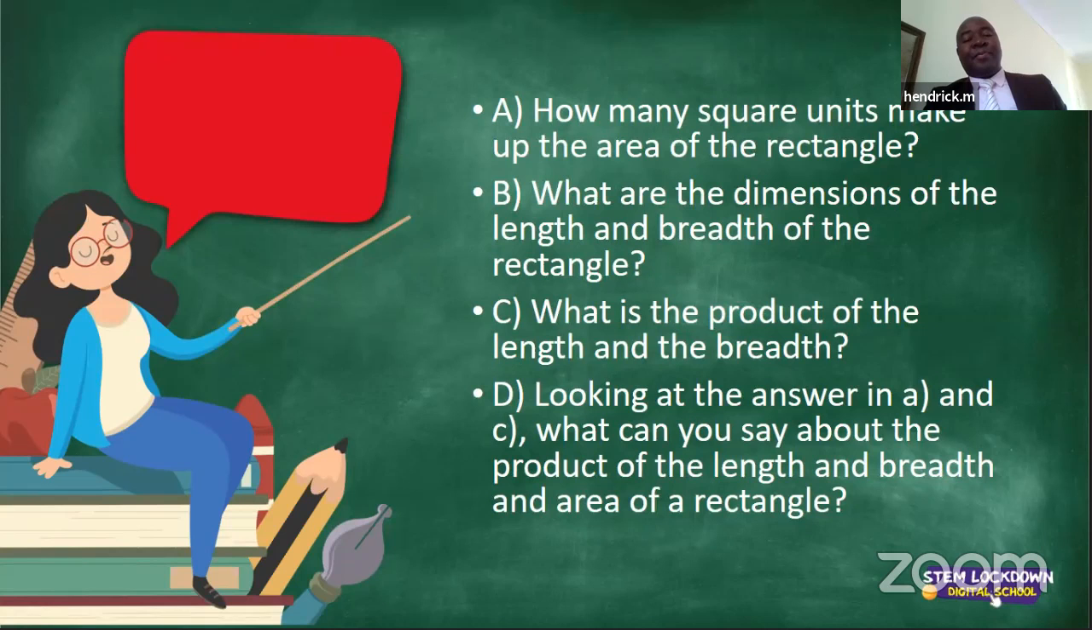Basically this tells you that we have the same answer. In A, the answer that we got there is 24, when you count how many square units make up the area of the rectangle. And of course, when you look at the next one, C, the product as well is 24. So this tells you that the product of the length and breadth, which is 24, is the same as the area of the rectangle. Can you see that? It's the same because that makes up 24.